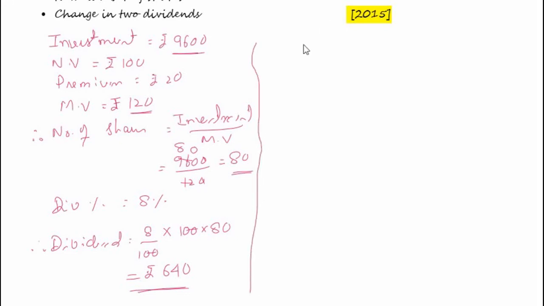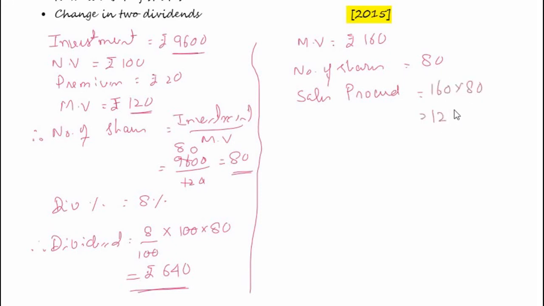Now what does he do? He wants to sell this one. So at what price? 160. So market value MV is equal to rupees 160. You know, number of shares is equal to 80. Therefore the sales proceeds is equal to 160 into 80, which is 12,800. So it is 12,800 rupees. This is the sales proceeds.